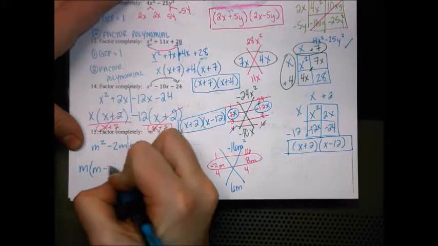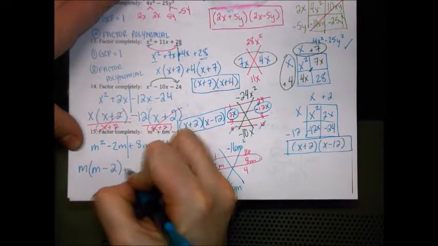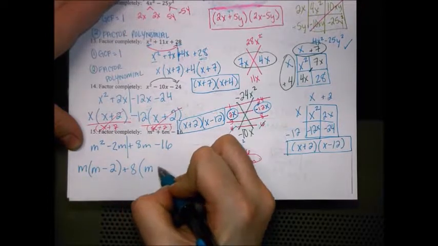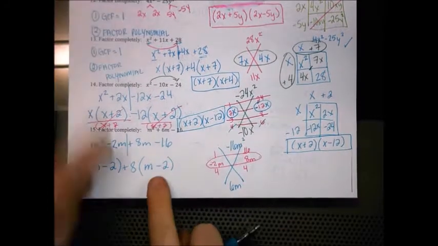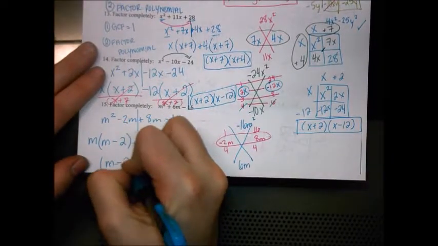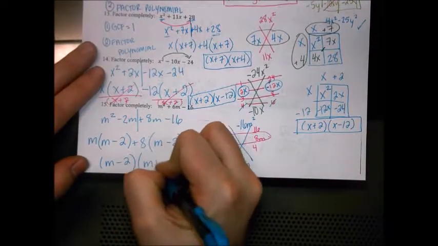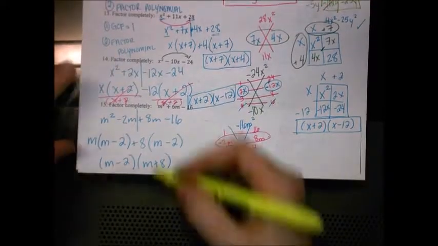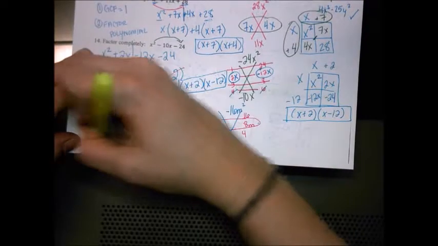Factor out your greatest common factor from each. These two terms inside should match, so we factor it out to the front. And m minus 2 times m plus 8 is your answer.